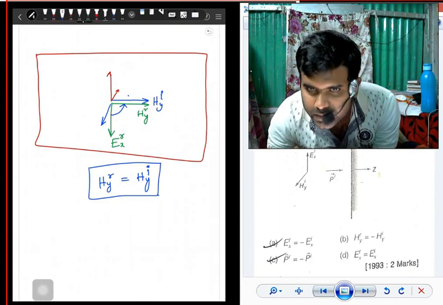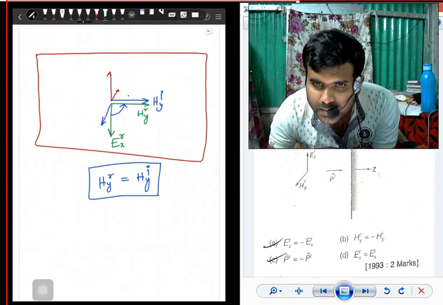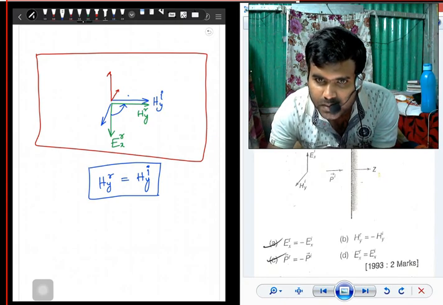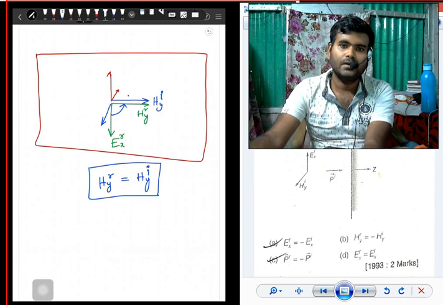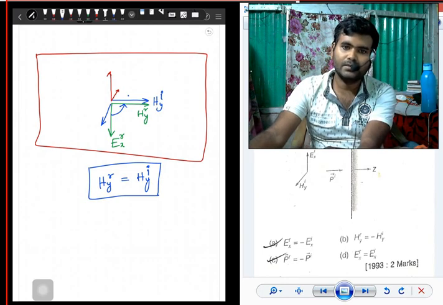And what is option D? It is given as ER of x equals EI of x. I have already shown you that option A is correct, so option D is not correct. Thank you.